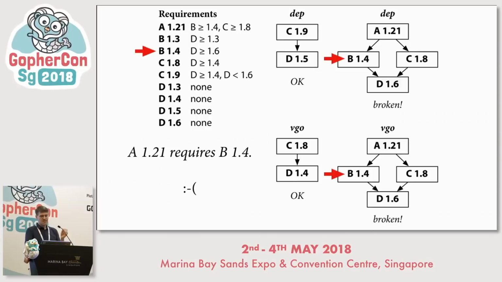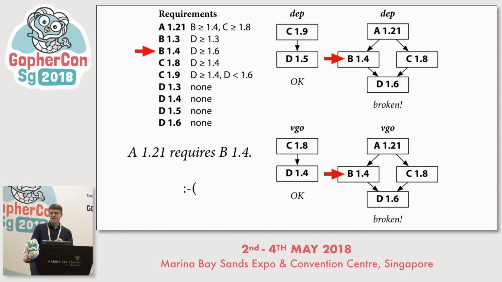But look, the DEP builds are also using C18 and D16, so they're also broken. Now remember, on the last slide, DEP had to make a choice. It could use the latest B, or it could use the latest C. And if it chose the latest B, the build broke. And if it chose the latest C, the build worked. But this new requirement that we just added to A is forcing DEP to use the latest B. And that's the choice that leads to a broken build. And so DEP ends up breaking the build exactly like Vigo does in this example.